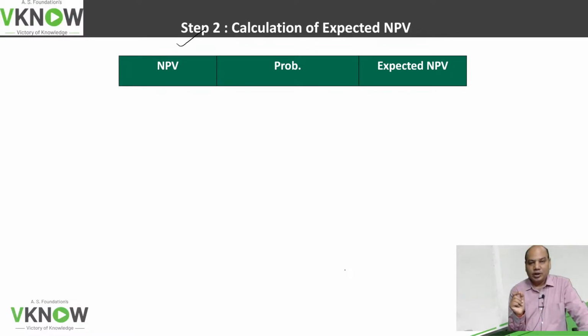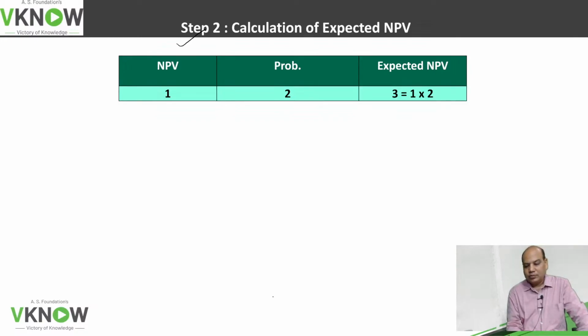Calculation of expected NPV, 3 columns. One column write NPV, second column probability, third column expected NPV. Under that write NPV column number 1, probability column number 2, expected NPV 3 is equal to 1 into 2.